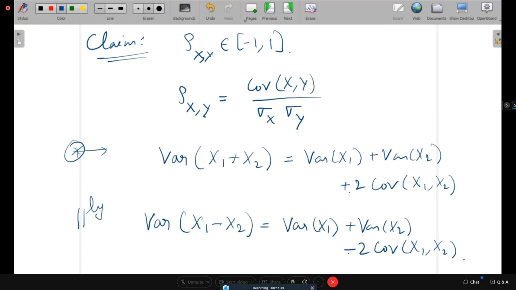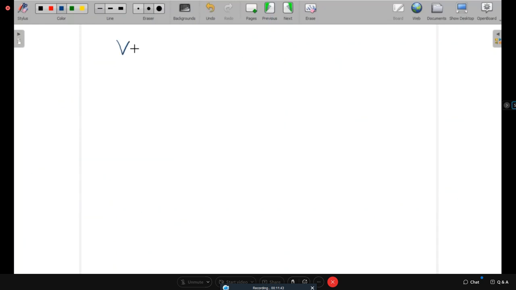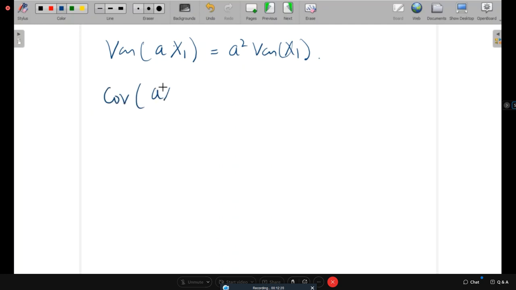What we know further about the variance property is that the variance of a times x1 is a squared times the variance of x1. Moreover, we also know the covariance property that the covariance of a x1 comma x2 is equal to a times the covariance of x1 comma x2. I'm just recalling those properties because I'm going to use them directly.